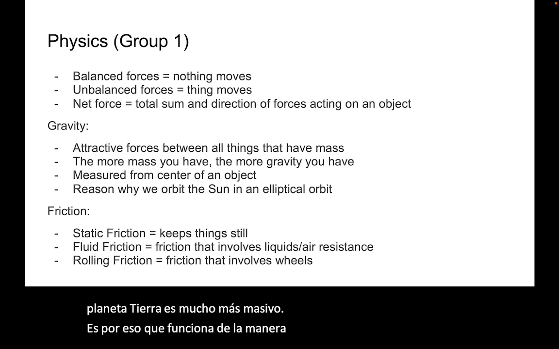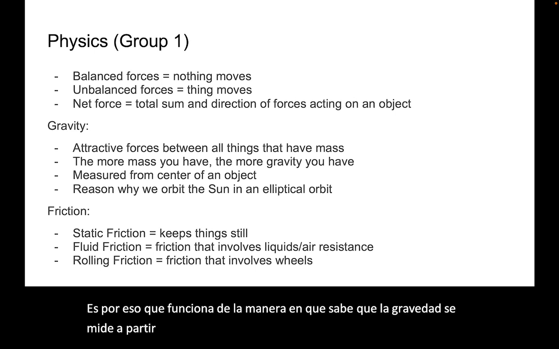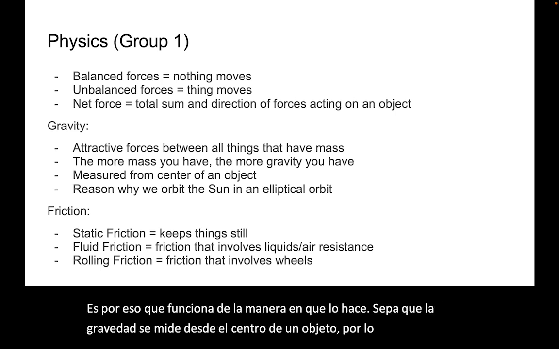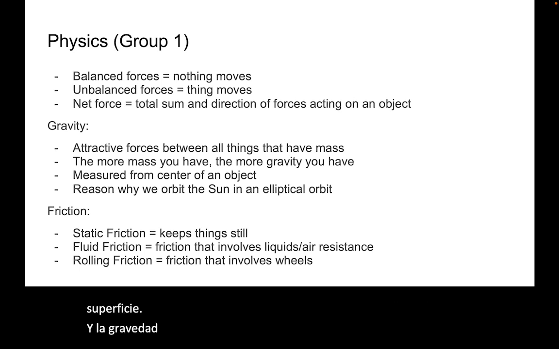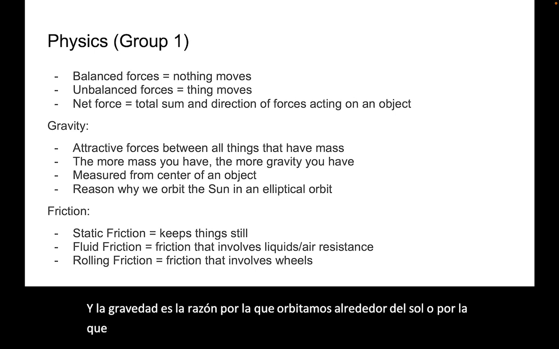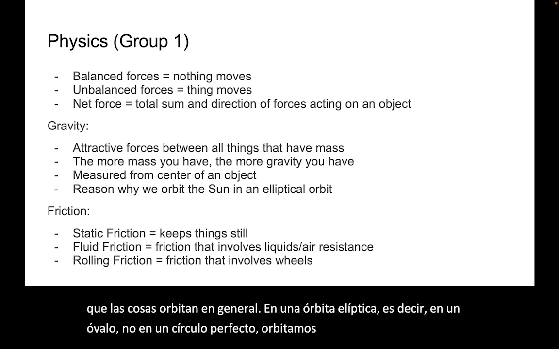Know that gravity is measured from the center of an object, so we would measure gravitational pull from the center of Earth, not the surface. And gravity is the reason why we orbit the sun, or why things orbit in general, in an elliptical orbit, meaning an oval, not a perfect circle. We orbit in an oval. Not a very drastic oval, but still an oval all the same.